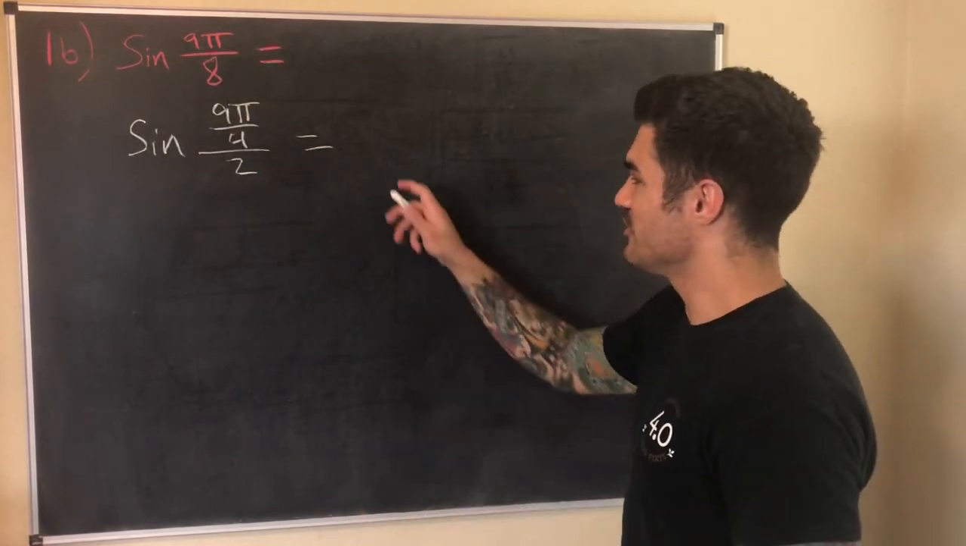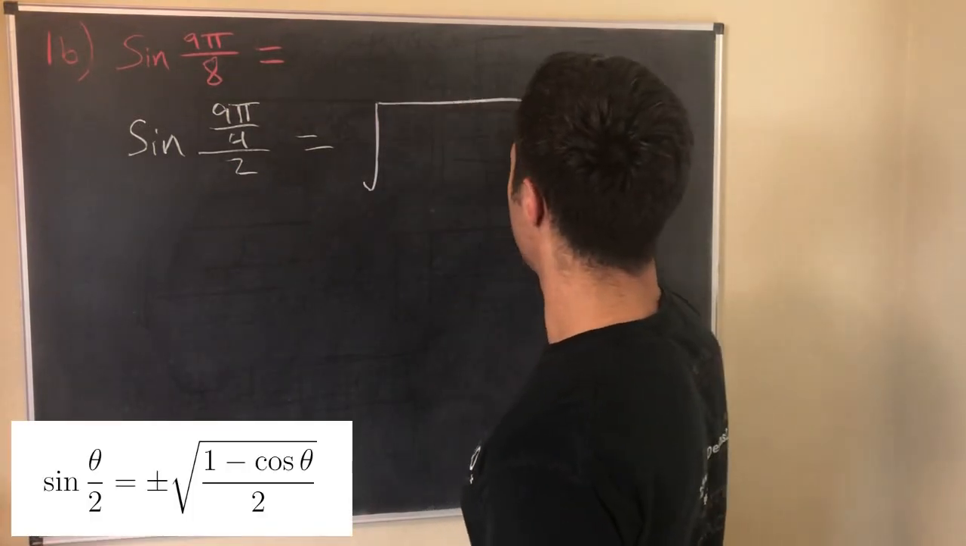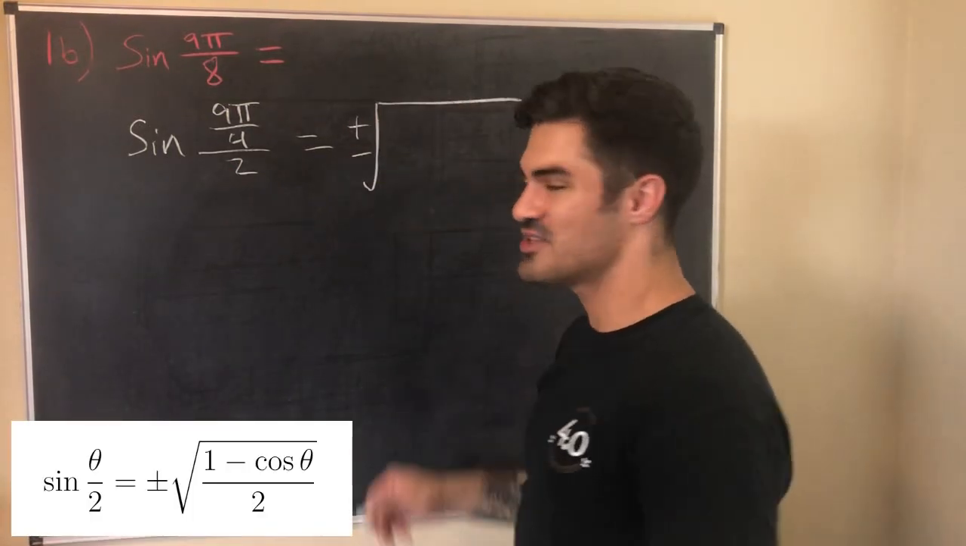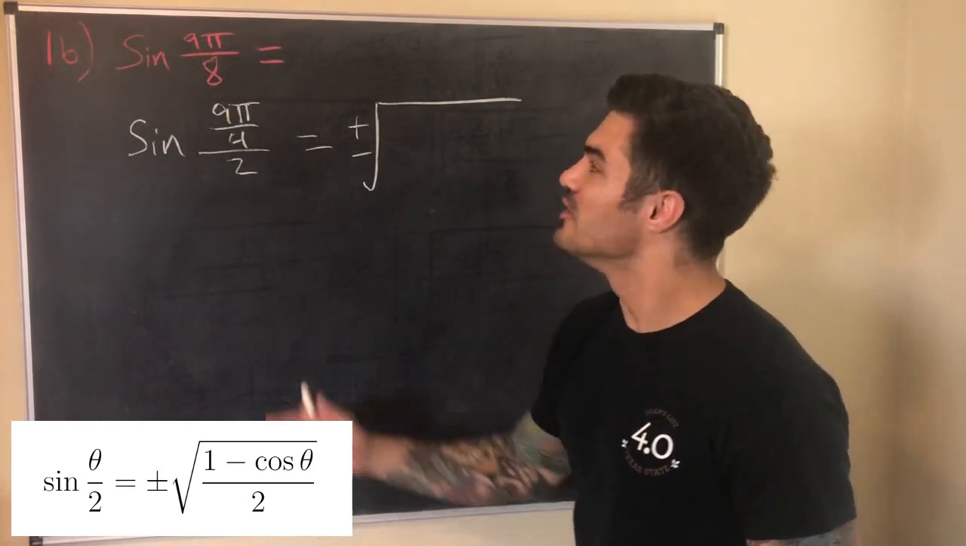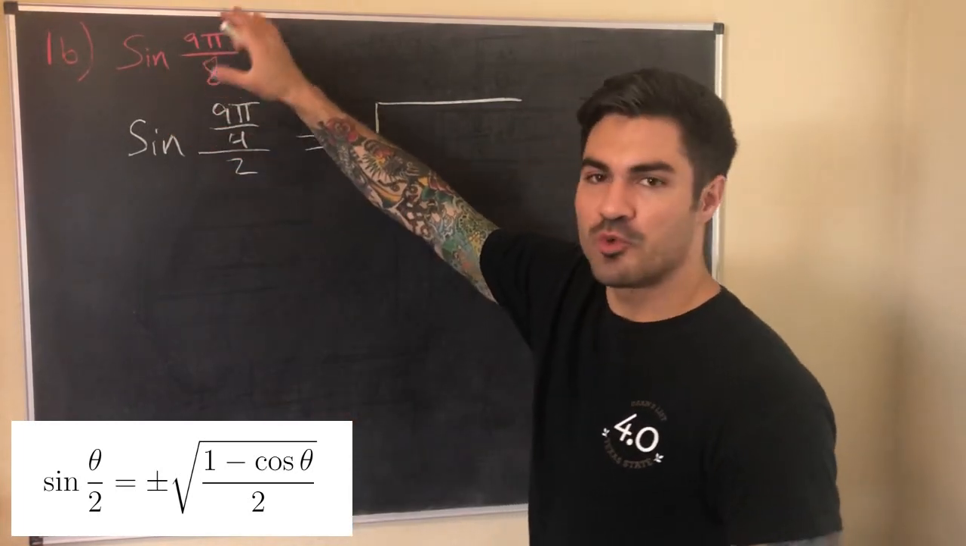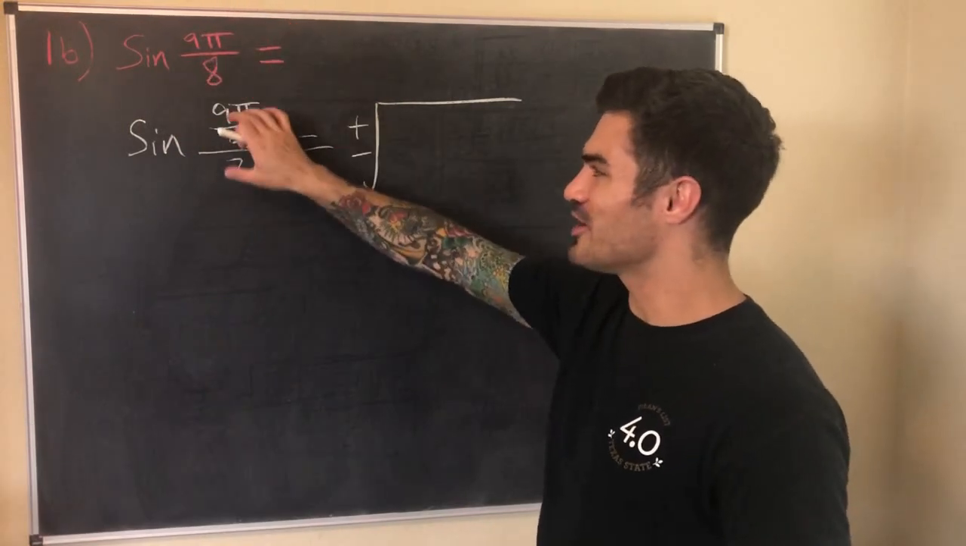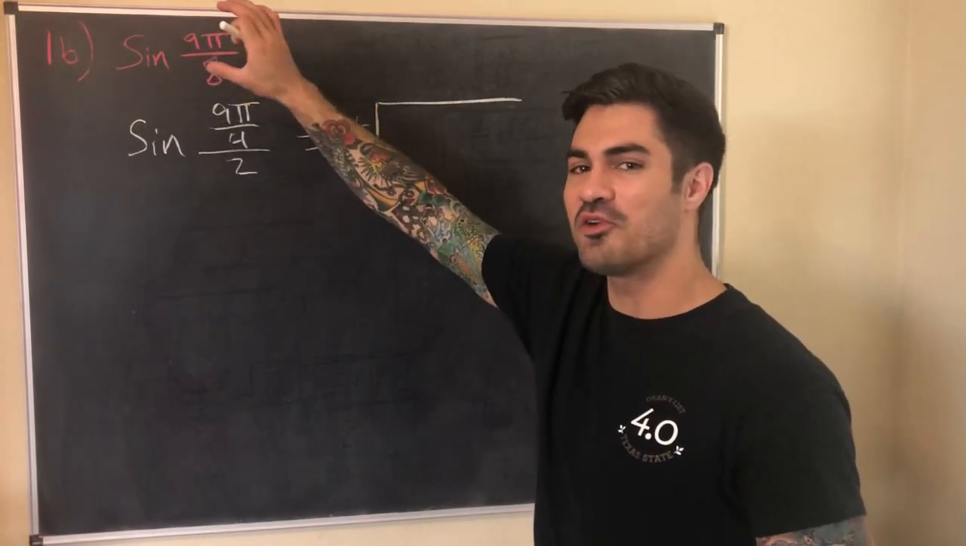So let's continue from here. Let's use our formula. So this is the square root of, and we're going to write this plus or minus, and then we're going to think about whether this is a plus or minus right away. So let's see, 9 pi over 8. Remember, we always look at our original angle. Don't look at 9 pi over 4. We're looking at 9 pi over 8.